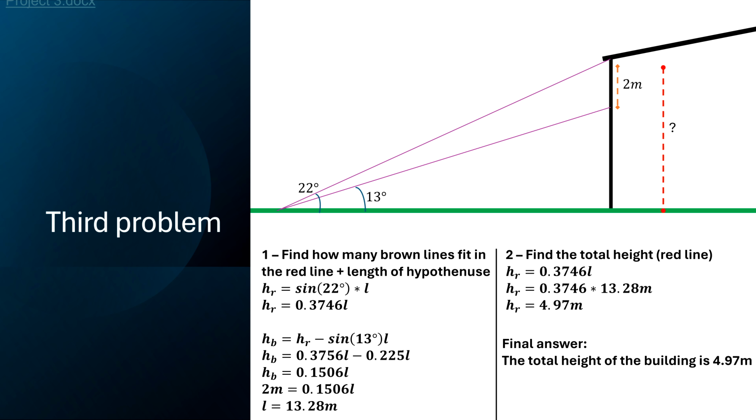The second part is using this length we just found and plugging it into our first equation we made, where the total height is 0.3746 times the length. The end is easy. Just do the calculations and you find the total height to be 4.97 meters. Afterwards, just add the final answer for conformity and bam, you are done.